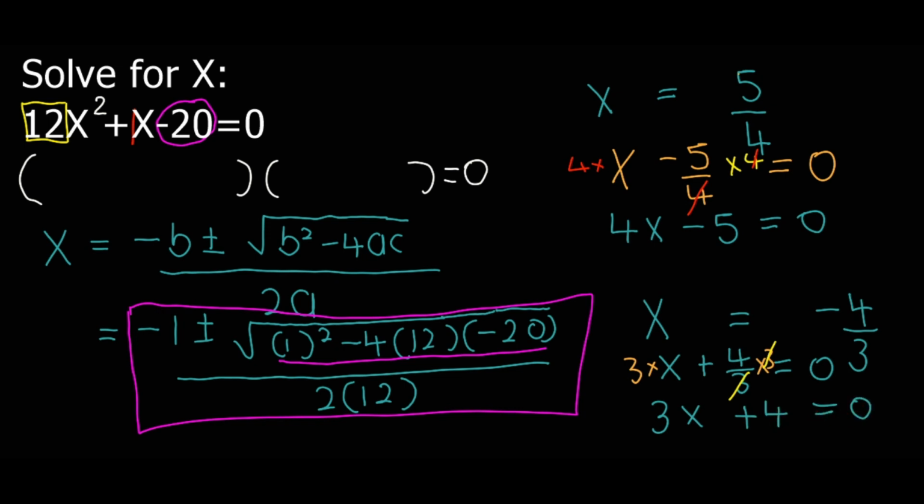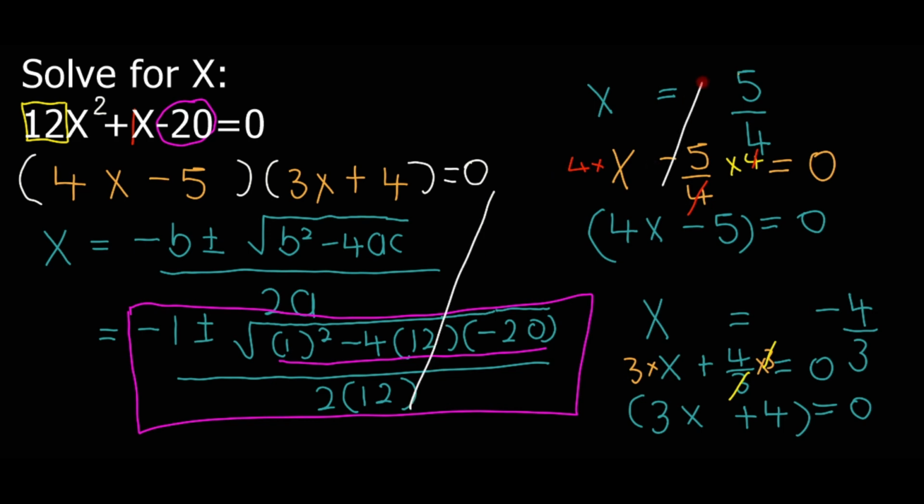So inside the brackets we write this one and then this one. From there we have 4x minus 5, and then we have 3x plus 4. So we are able to get the factors by using the quadratic formula, but remember that you do not show everything here in your exam, because we only wanted to get the factors. So now that we have our factors, if you solve for x, obviously x will give you 5/4, and the other one will give you negative 4/3.